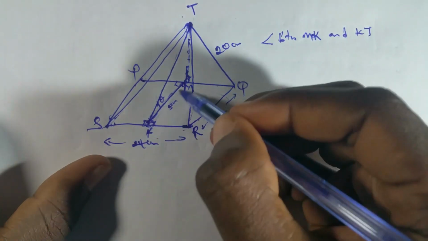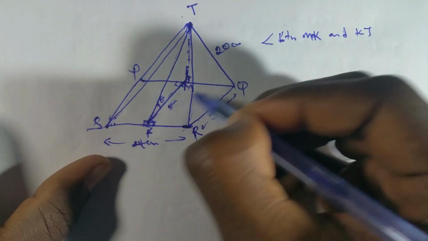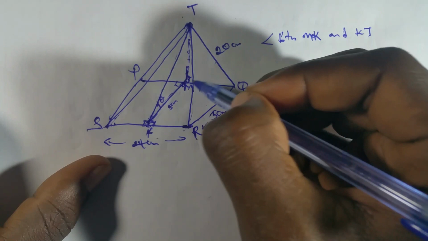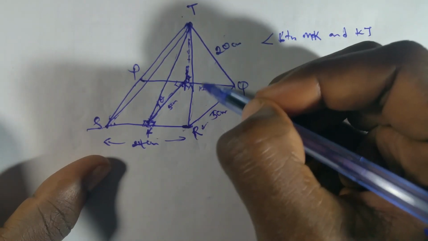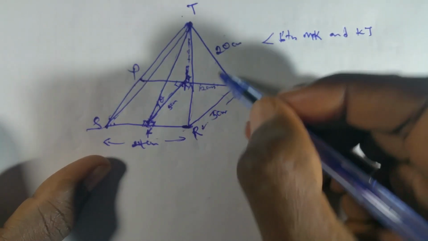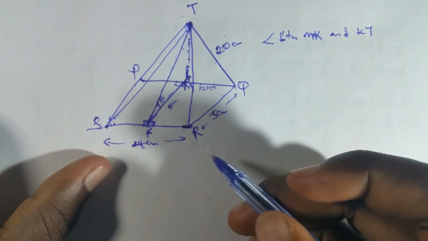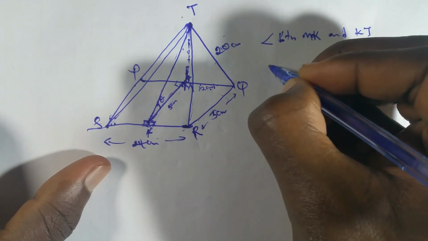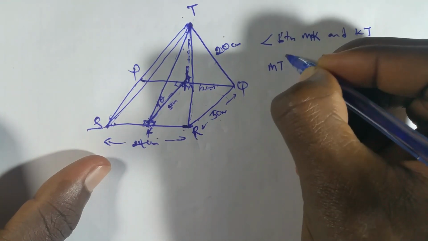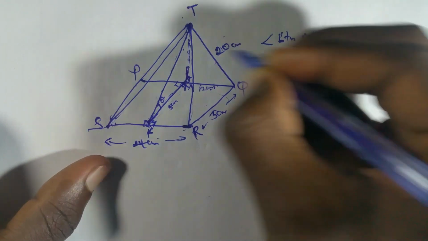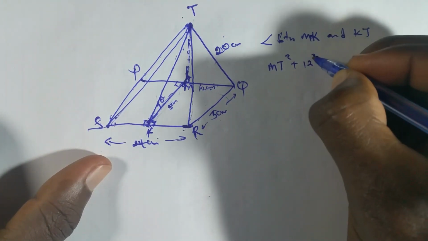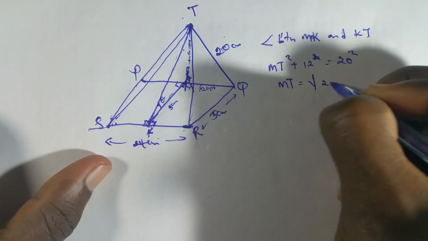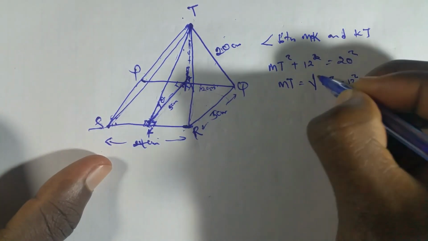Here is half of this. This midpoint is there, 24. That means here we actually have 12 centimeters. So we have 12, 20. We can get that. Since it is a right angle, we say hypotenuse squared minus this squared to give us that. Since right angle, this squared plus this squared will give that squared. So from Pythagoras theorem, we are going to have MT squared plus 12 squared equals 20 squared. So our MT is going to be root of 20 squared minus 12 squared.